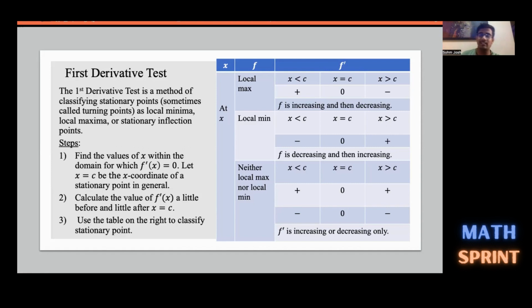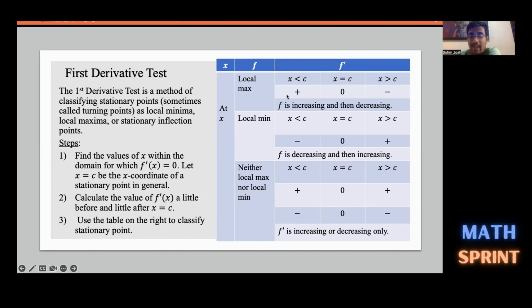So let's suppose that we have a scenario where the stationary point is at x is equal to 1. We know that f dash of 1 is equal to 0. So we calculate f dash of x for a value of x that is slightly smaller than 1, for example, 0.999. The difference between 0.999 and 1 is just 0.001. So we check if the value of f dash of 0.999 is positive or negative. Then we take a look at this table.